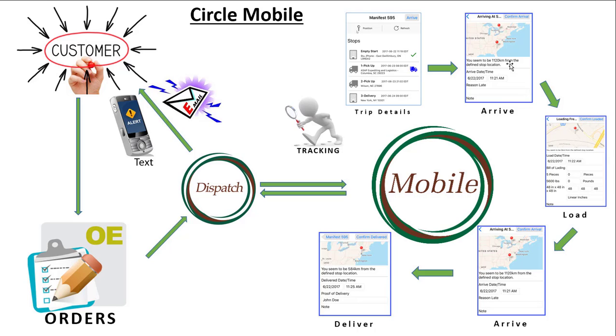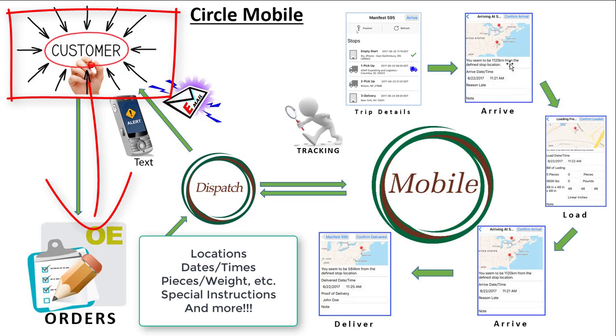This video explains how the Circle Mobile Driver app works for the driver. The process begins when a customer provides order information. This includes the locations of the pickup and deliveries, the dates and times of those pickup and deliveries, pieces and weight, bills of lading, and any special instructions.